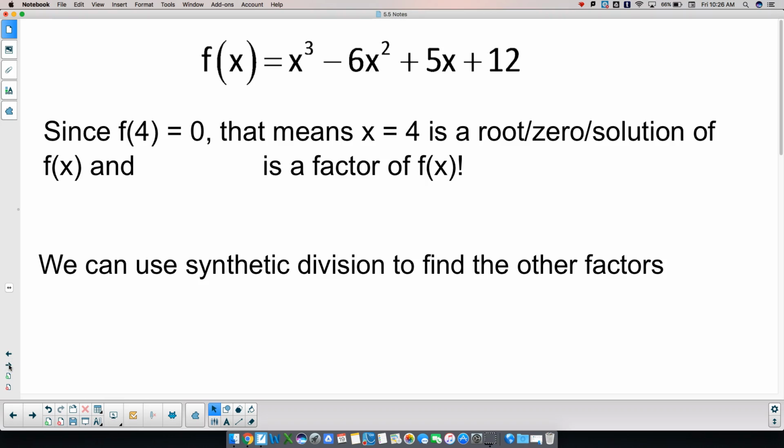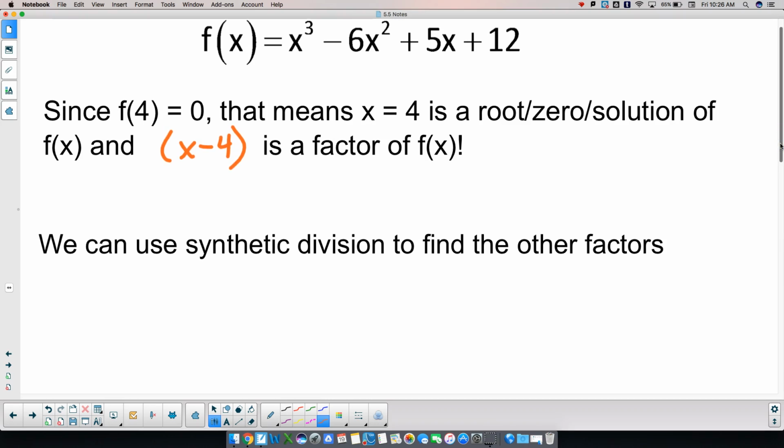Alright, so in that last problem, since f of 4 equals 0, that means x equals 4 is a root, a zero, a solution of f of x, and we said then that x minus 4 is a factor. We can use synthetic division then to find the other factors of that polynomial. Okay? So, we can synthetically divide.